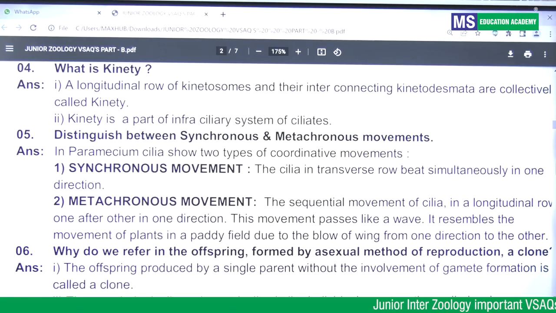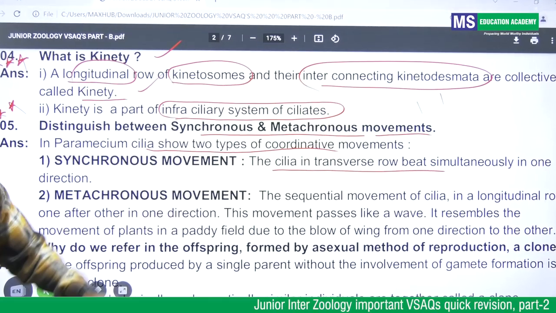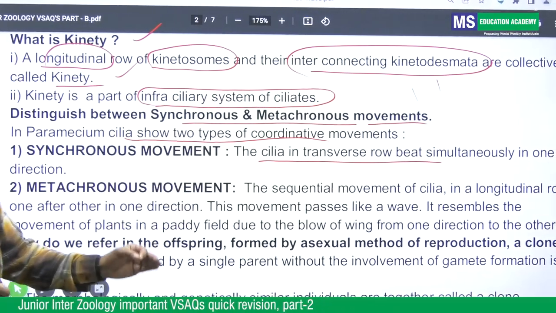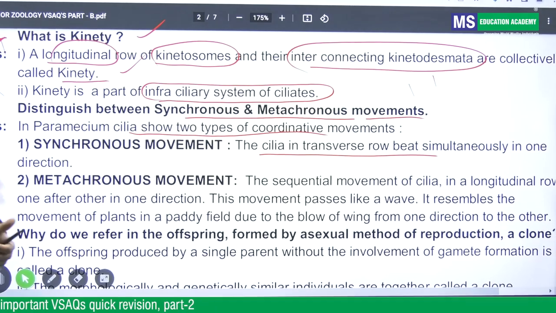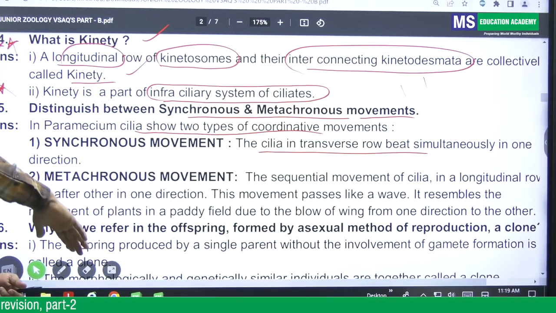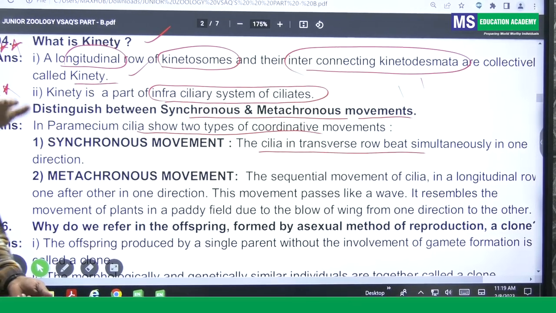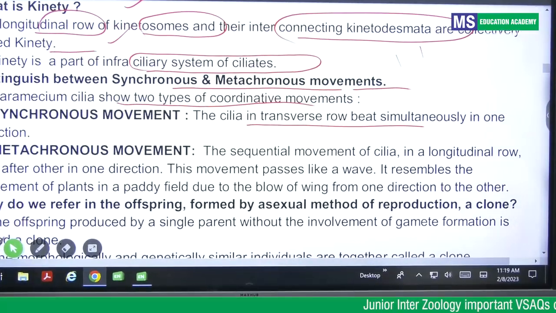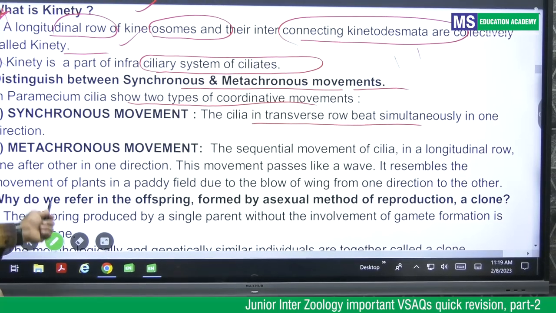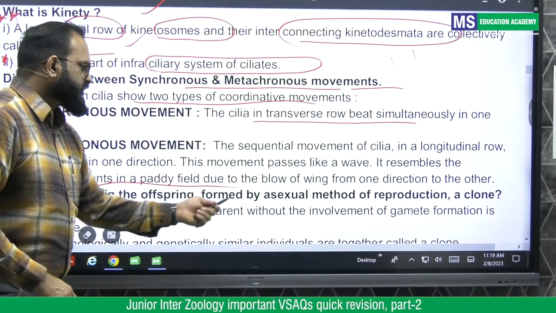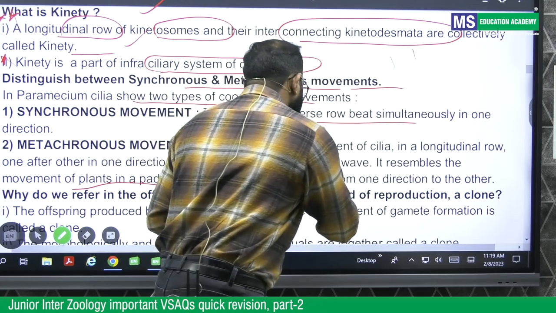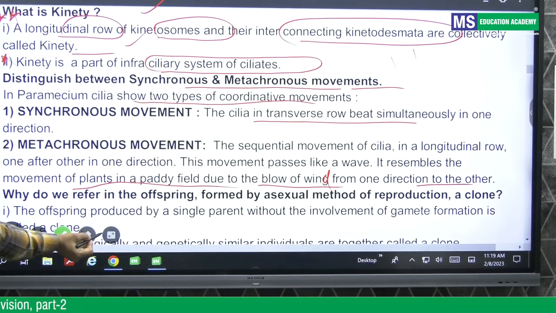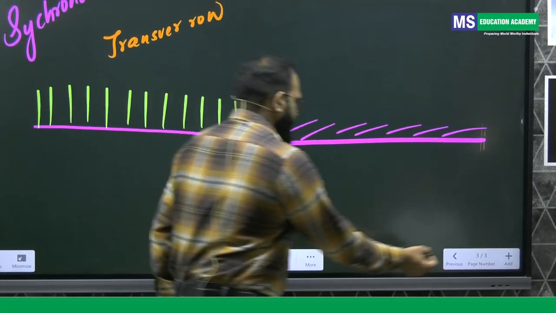Synchronous movement. Whereas, what is metachronous movement? The sequential movement of cilia present in a longitudinal row, one after other. The movement passes like a wave. It resembles the movement of plants in a paddy field due to the blow of wind from one direction to other. So like these, students, please observe this diagram.